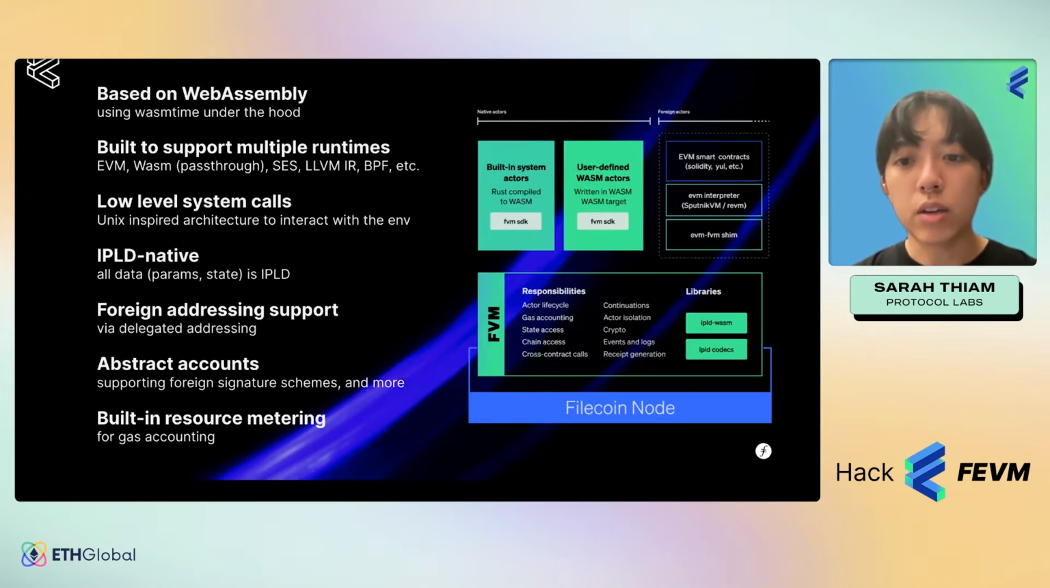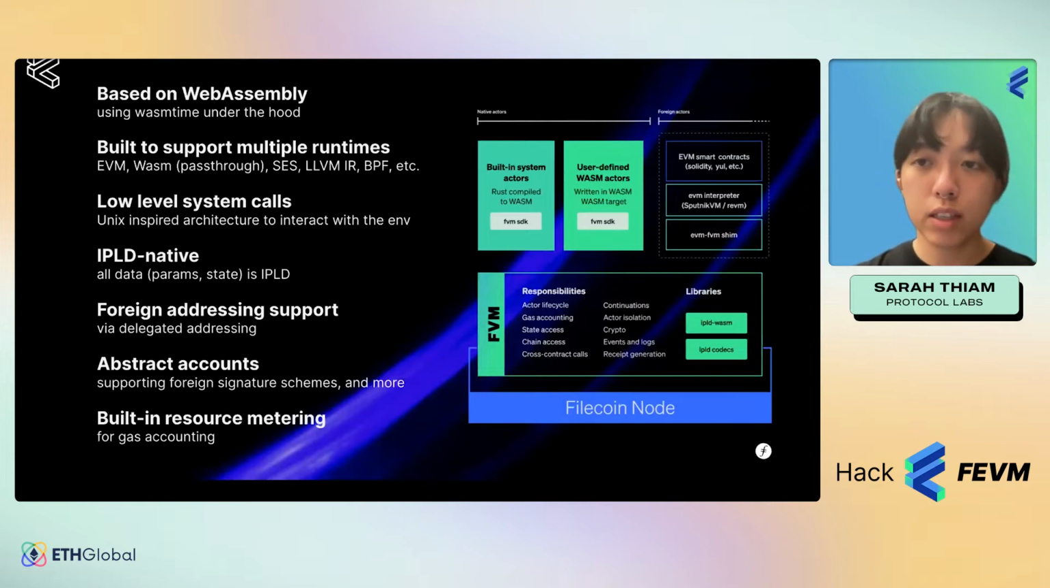You can see as a whole that the FVM, to be clear for those that are new to the FVM, sits on top of a Filecoin node. And so everything I just described sits within what the FVM is able to execute. And then on top of that, you have two categories of actors. So you have native actors and your foreign runtime actors. I know Molly talked a little bit around the foreign runtimes there. Right now we're talking about EVM, and in the future we hope to build for other VMs as well, or have the community build that out.